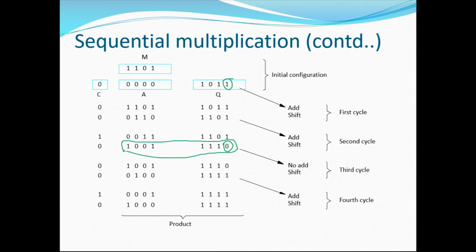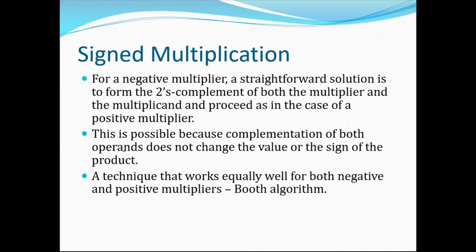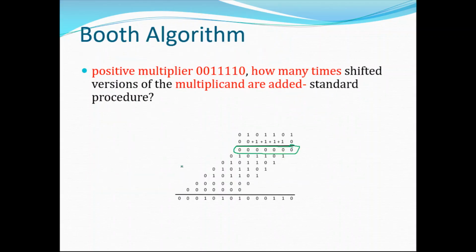Here also, the point I'm trying to make is that only where there are zeros is there no addition. Here there is a zero, no addition. Here there are complete zeros, no addition. So totally, 1, 2, 3, 4 times the multiplicand is added.